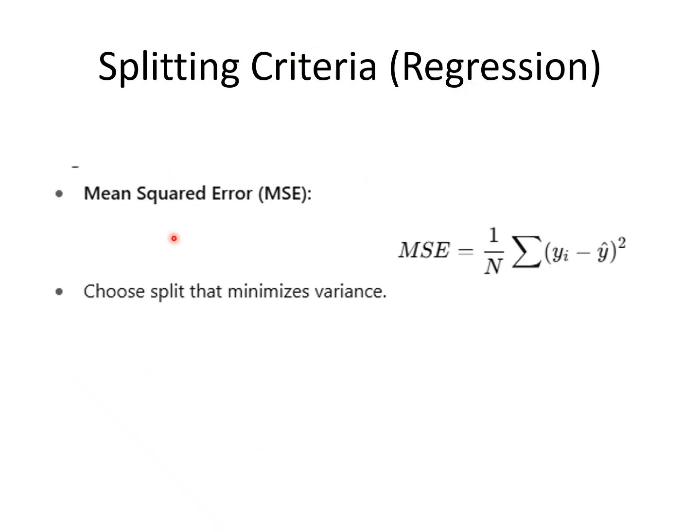So for regression problems, remember I said we use the mean squared error. So any splitting criteria will be based on what? That mean squared error. So we can choose to split based on what? The feature that minimizes what? That variance.